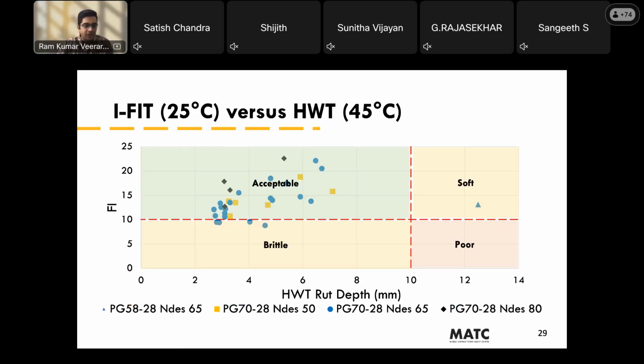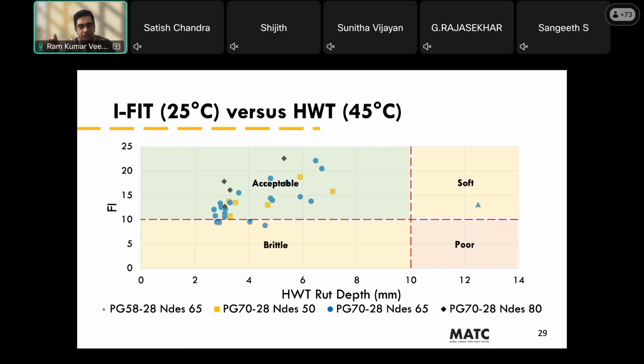And here, this graph shows the interaction plot between cracking and the rutting test. The dashed lines that you're seeing are the minimum criteria that VTrans was using. On the x-axis, you would see the Hamburg wheel tracking test rut depth criteria of 10 millimeter and the proposed minimum flexibility index of 10.